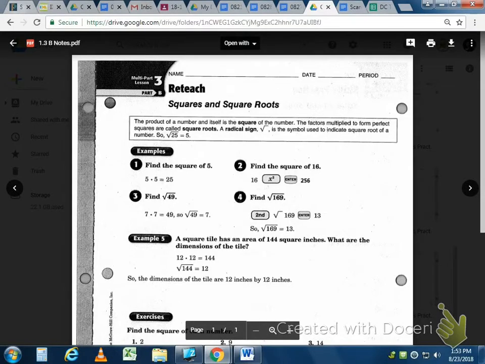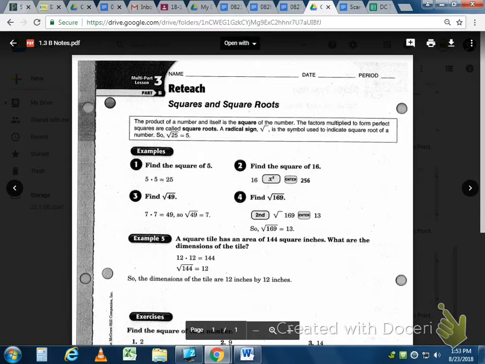1.3b, squares and square roots. In the box at the top of the page, it says the product of a number and itself is the square of a number. The product of a number times itself is the square of a number.